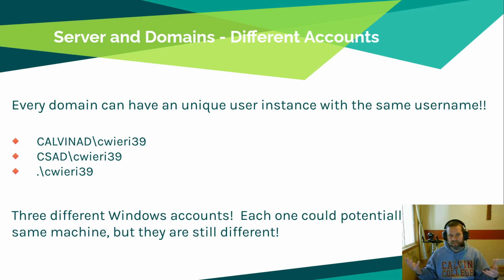So in every single domain, I can have unique user instances with the same username. On the screen here, there are three cweary39 usernames: Calvin AD/cweary39, CSAD/cweary39, and /cweary39. These are three different Windows accounts. Each one could potentially log into the same Windows server, but they are still completely different and isolated Windows accounts from each other. They do not map on top of each other.